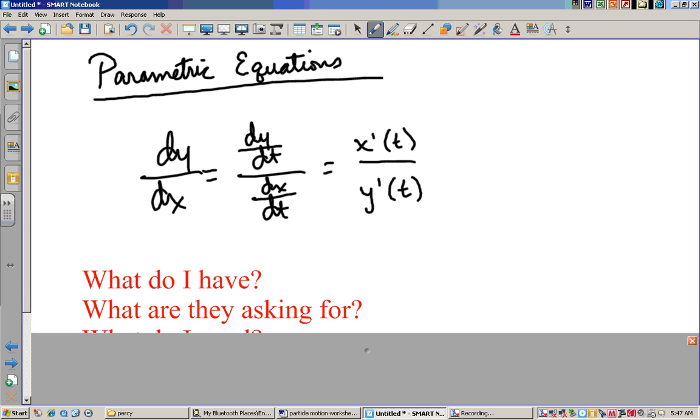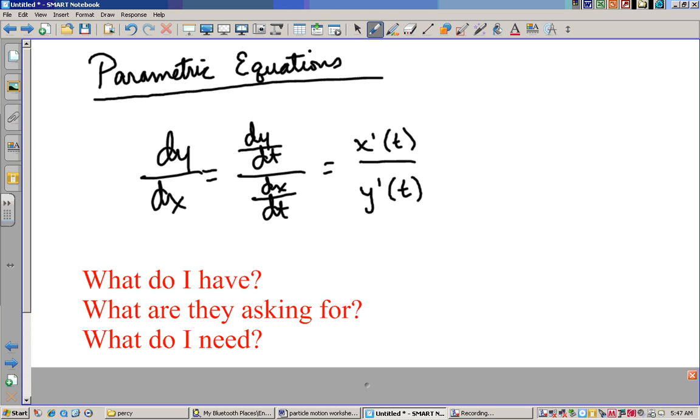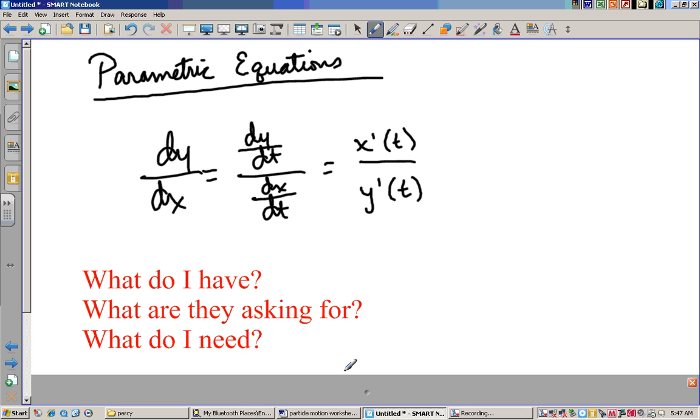Another thing to remember is to be asking yourself throughout all these questions, what do I have? What are they asking for? What do I need? Sometimes you won't be given x prime or y prime. You'll be given x of t, y of t, and still be asked for dy dx. If that's the case, you first have to derive x, derive y, and then be able to find your dy dx.